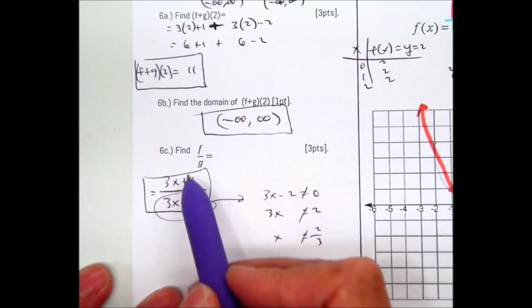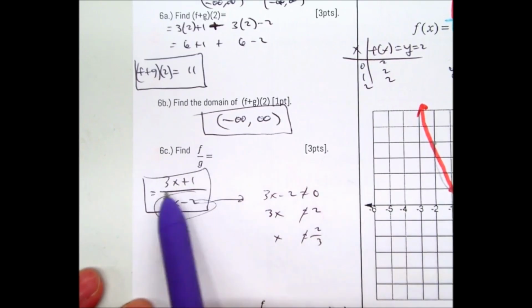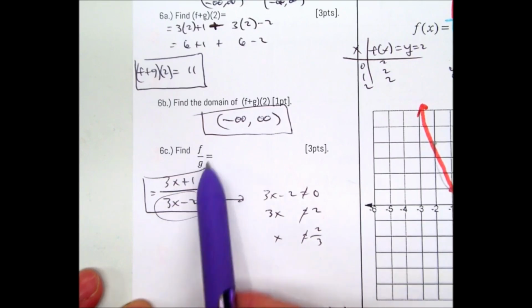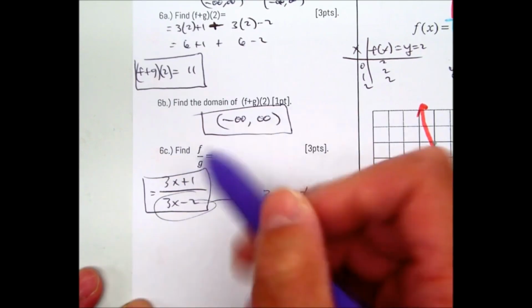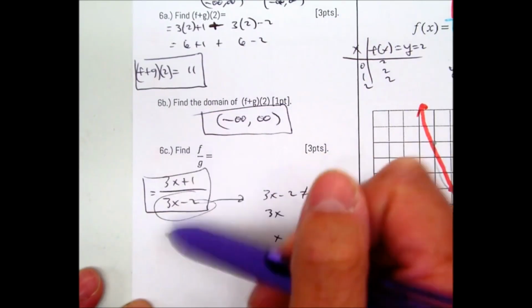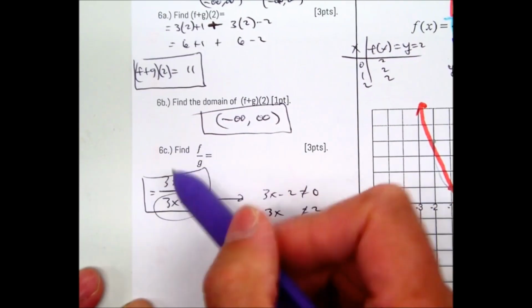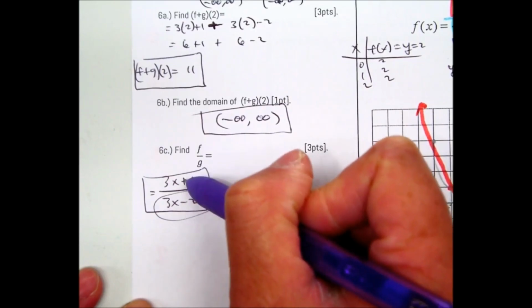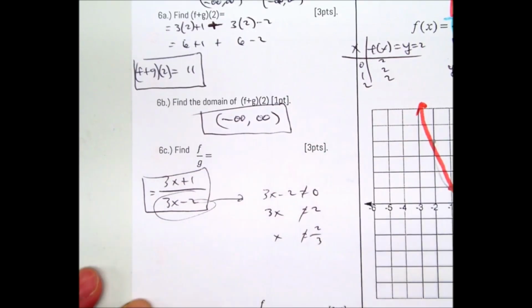Number 6 says find f divided by g. So you have this expression, all you have to do is 3x plus 1, do your substitutions for f, and then your substitution for g, and you have this, okay? I give you partial credit if you did something like crossing off or trying to simplify. You can't simplify those because these are plus and minus. They would have to be multiplication in order to cancel.